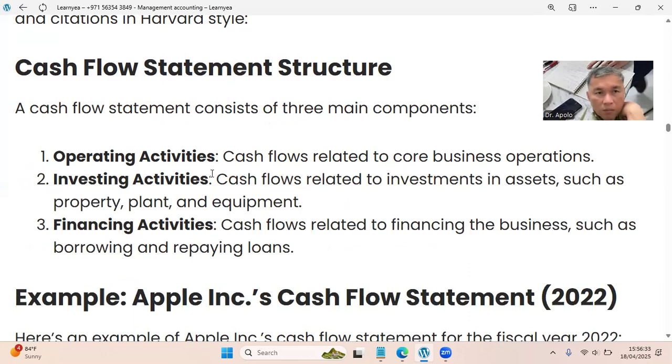The operating activities are cash flows related to the core business operation, that means the production and operation. Investing is when there is surplus money, the money that we're going to generate. Financing activities are cash flows related to financing the business, such as borrowing and paying bills.